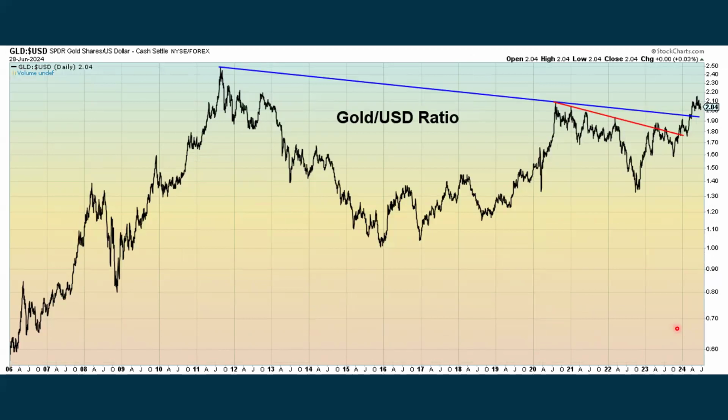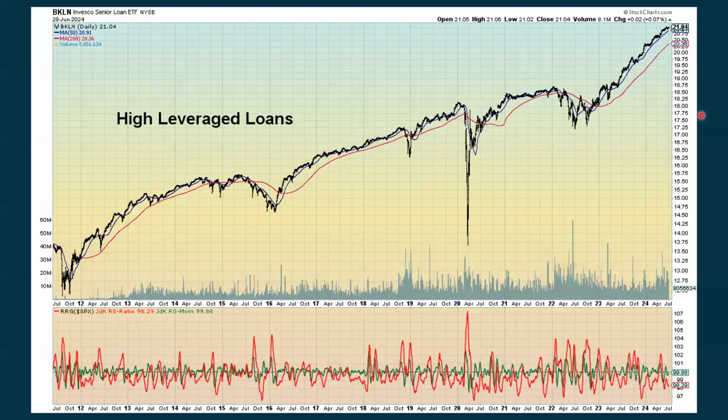But when we look at gold versus the dollar, it did break out, but now as gold has been under some pressure and the dollar's been holding up, we're seeing this ratio coming back down. High leverage loans, and I always talk about this. If the market was getting ready to fall off a cliff and the economy was getting ready to fall off a cliff, this wouldn't be setting new all-time highs. So this gives us some confidence about things right now.